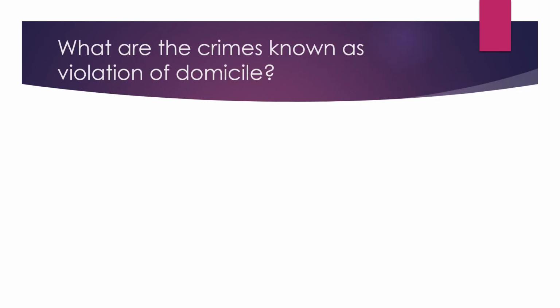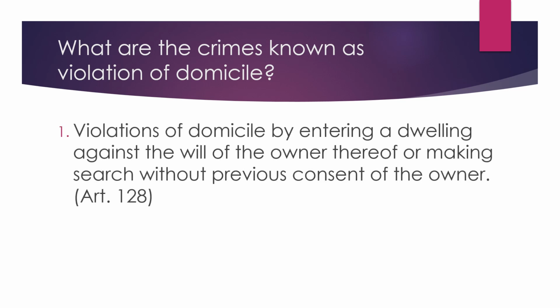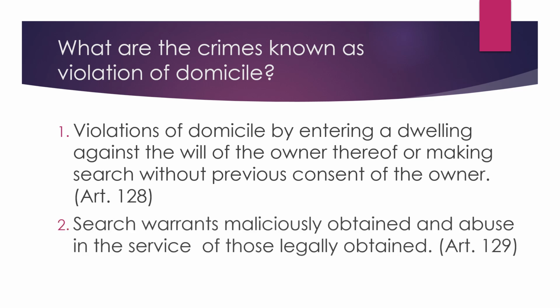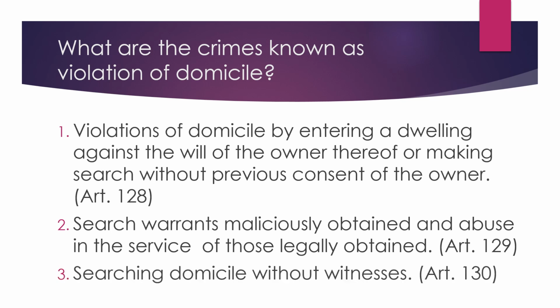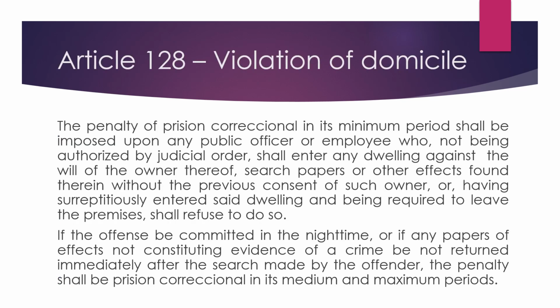So, what are the crimes known as violation of domicile? Number 1, violation of domicile by entering a dwelling against the will of the owner thereof or making search without previous consent of the owner. That's Article 128. Number 2, search warrants maliciously obtained and abused in the service of those legally obtained. That is Article 129. And the last one is searching domicile without witnesses. That is Article 130.